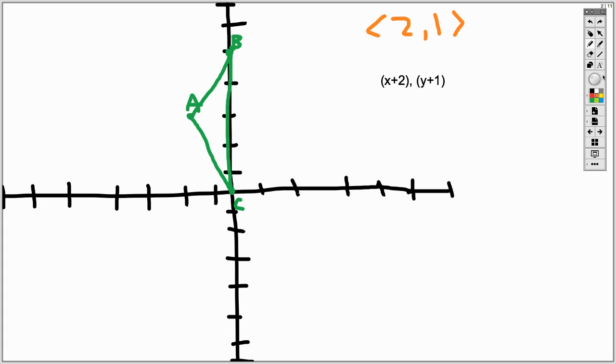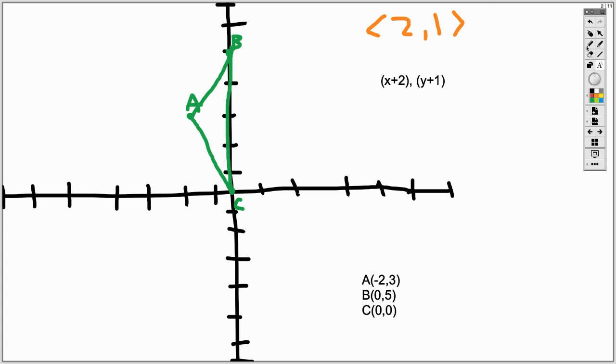So first, I'll just label our coordinates. Point A is (-2, 3), sorry. B is (0, 5). And C is (-2, 0). Oh, that's sweet. Okay. And now let's do this magic, I guess.